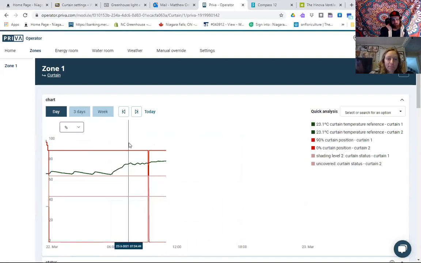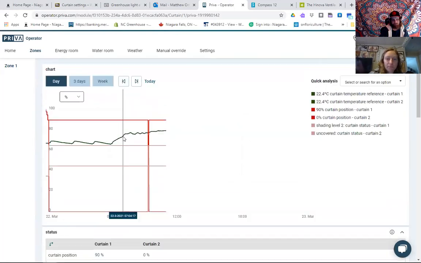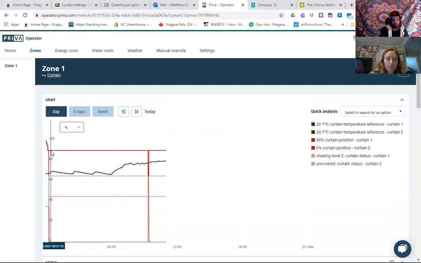When you're looking at things like lights or curtains or even fan states, you're going to see these straight lines and then complete drop-offs to their set points. When you're looking at temperatures in the graph, you're going to see more of a flow to the lines. But the curtains are static, right? They don't change for a period of time. That's why these lines are always straight.